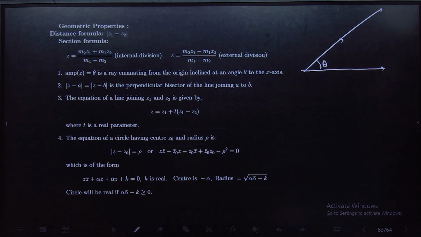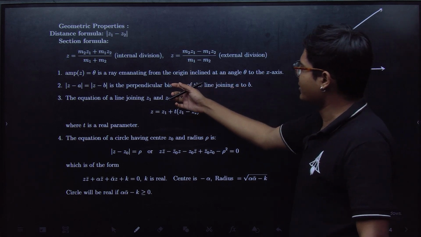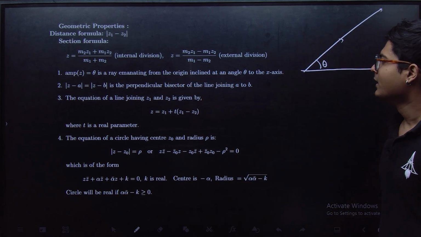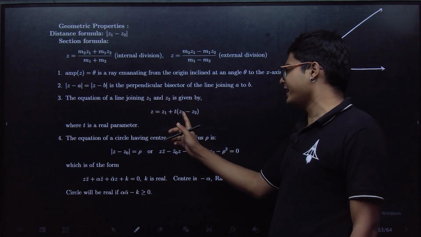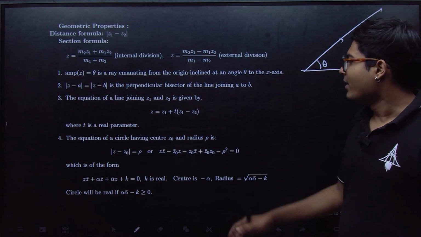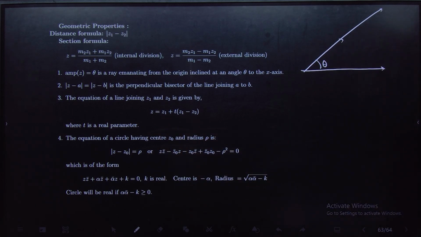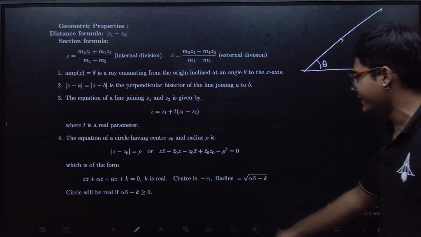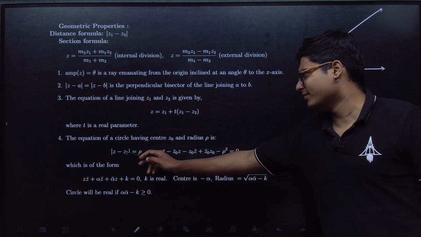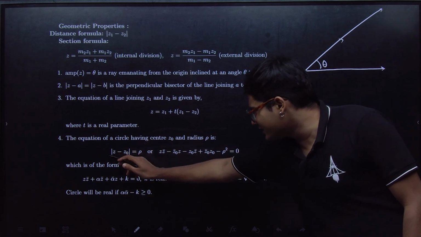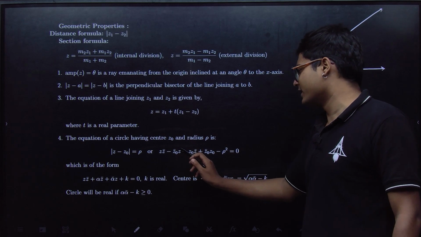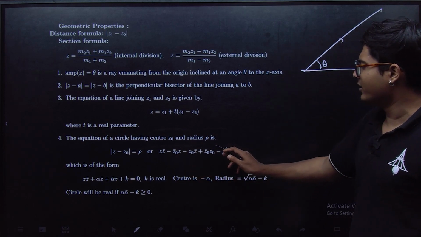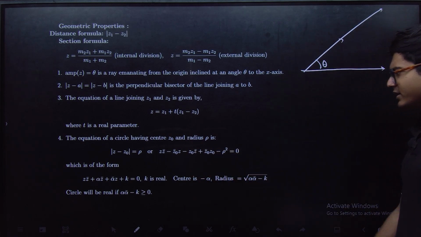If mod of z minus a equal to mod of z minus b, then this is nothing but the perpendicular bisector of the line joining a and b. The equation of the line joining z1 and z2 is given by z equal to z1 plus some real parameter t times (z1 minus z2). The equation of the circle having center z0 and radius rho is given by the modulus of z minus z0 equal to rho, and if you want to expand it by writing mod z squared as the complex number times its conjugate, you'll get z z bar minus z0 bar z minus z0 z bar plus z0 bar z0 minus rho squared equal to 0.